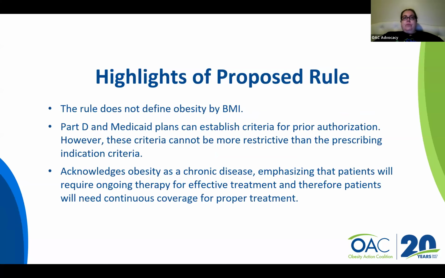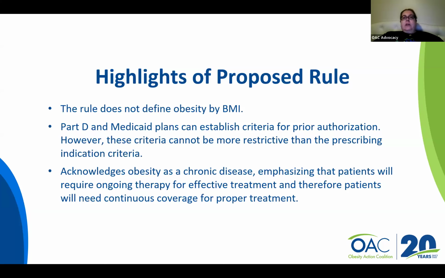Highlights of the proposed rule. The rule does not define obesity by BMI. We all know BMI is not an accurate gauge of individual health. We are moving away from using that as a way to diagnose obesity. So it's a highlight that the rule does not state that certain BMIs are what define obesity. Also, the Part D and Medicaid plans will be able to establish their own criteria for prior authorization. However, the criteria cannot be more restrictive than the prescribing indication criteria.